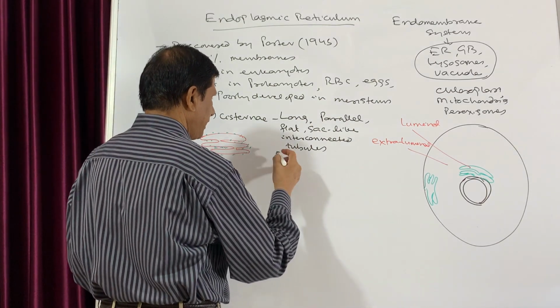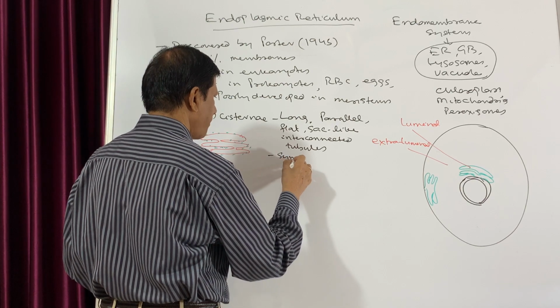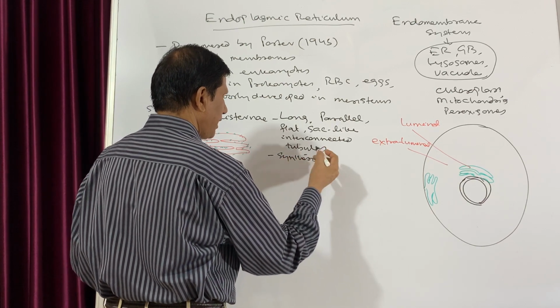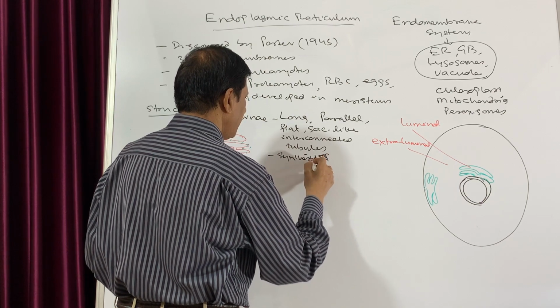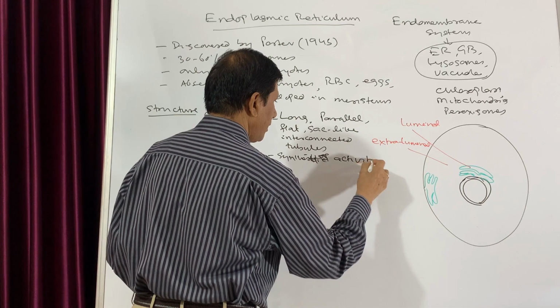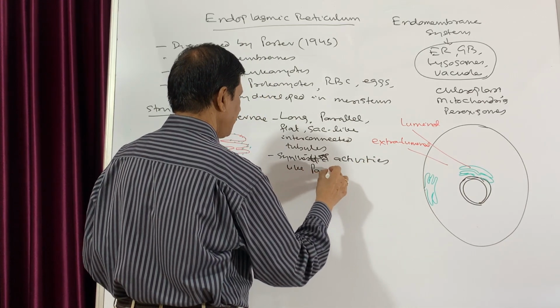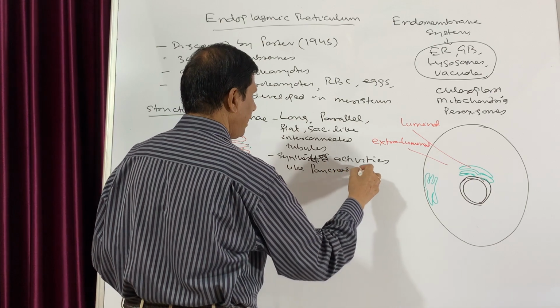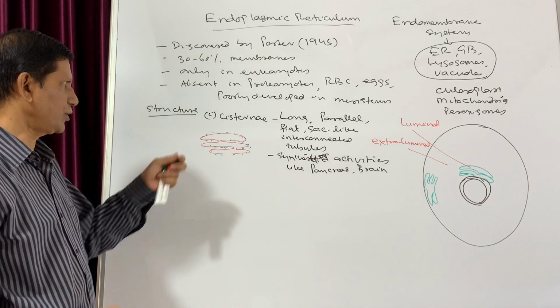These cisternae are usually present in cells which are involved in synthesis or synthetic activities, like the pancreas and brain. So this is the structure, cisternae.